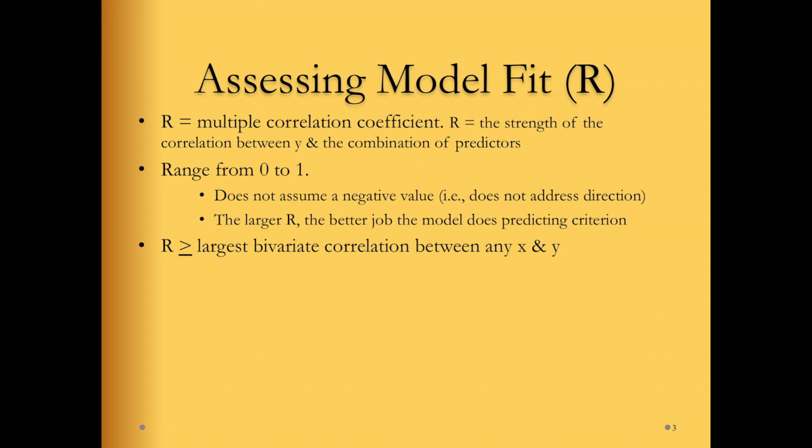In multiple regression, we will compute the correlation the set of predictors has with the criterion, and this will be called the multiple correlation coefficient, or big R. By big R, I mean uppercase R. Unlike bivariate r, big R does not assume negative values, and it tells us the strength of the relationship between the predictors and the criterion. Because it is the result of the contribution of multiple predictors, big R will always be larger than the largest bivariate correlation of the predictors with the criterion.